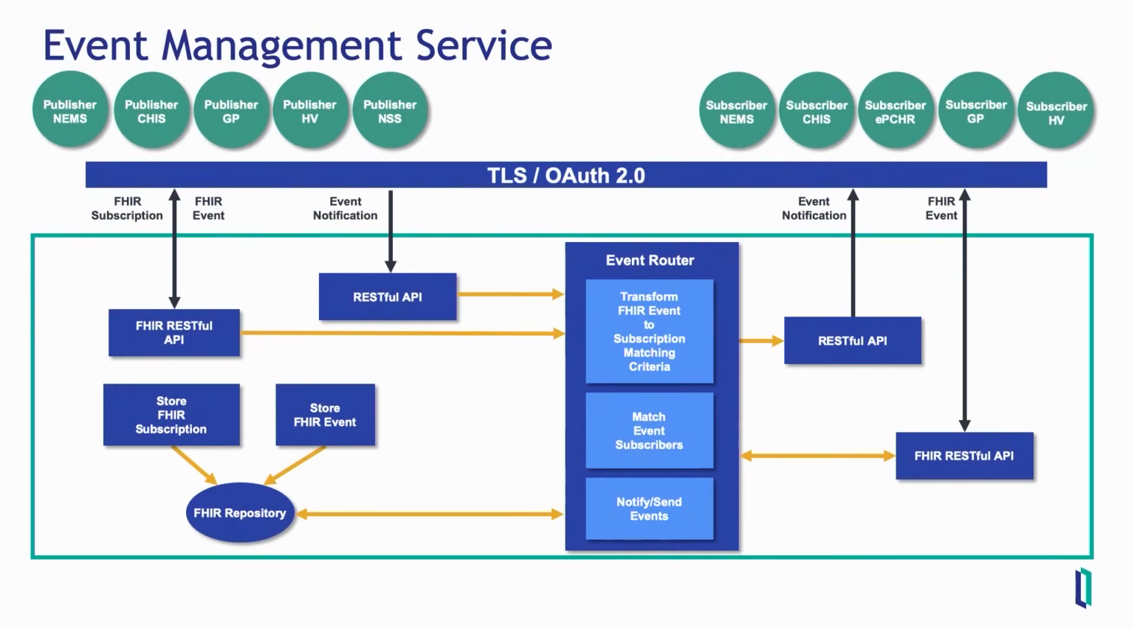So this is one schematic of the system. At the top, we have all of the publishers and subscribers, all going through OAuth 2 and encrypted with TLS. In the blue box, we have IRIS for Health. And really, the important bit in the middle, we have our event router. That's the production that manages the messages.